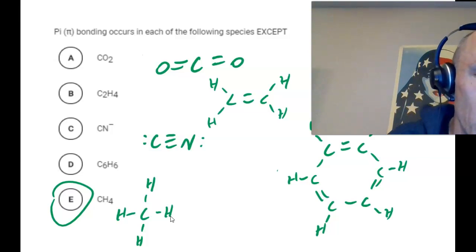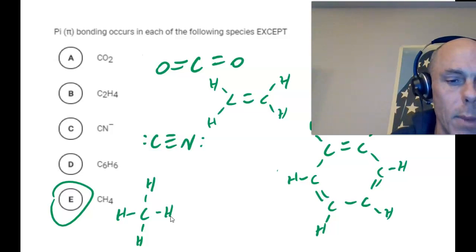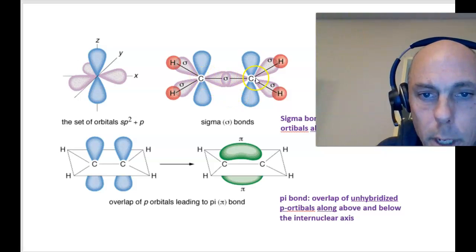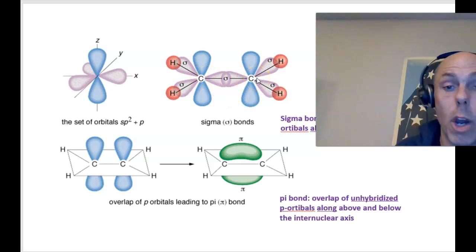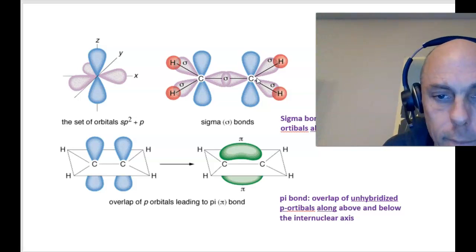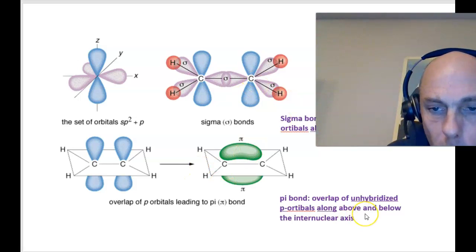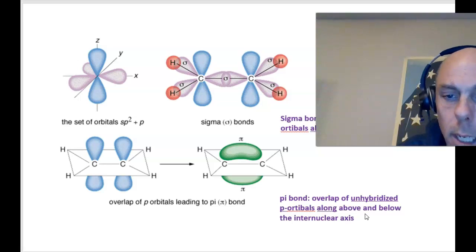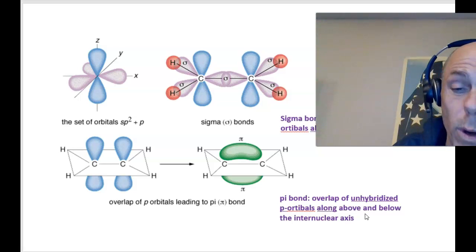4 sigma bonds. And then I'll leave you one last time with what sigma and pi bonds are. Sigma bonds, remember, also called single bonds, are the overlap of hybridized orbitals along the internuclear axis. Pi bonds, on the other hand, come from the overlap of unhybridized p orbitals. It's the second bond in a double bond, or the second and third bond in a triple bond, above and below, or in front of and behind the internuclear axis.